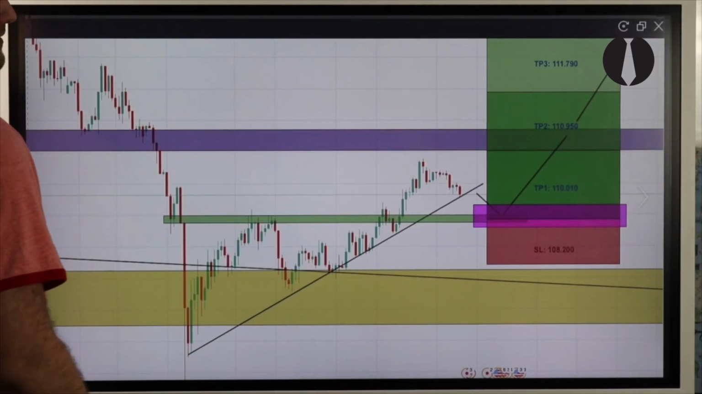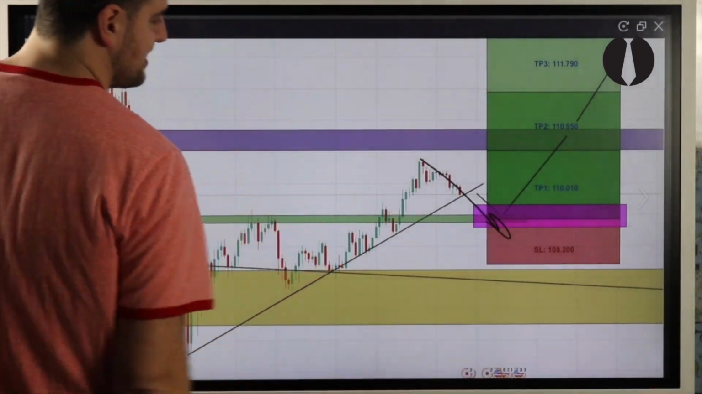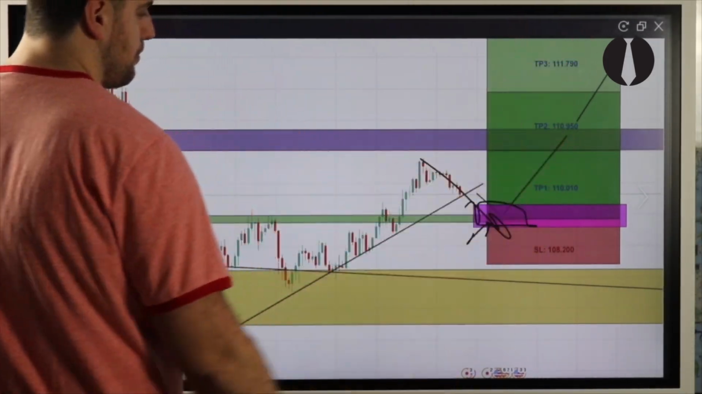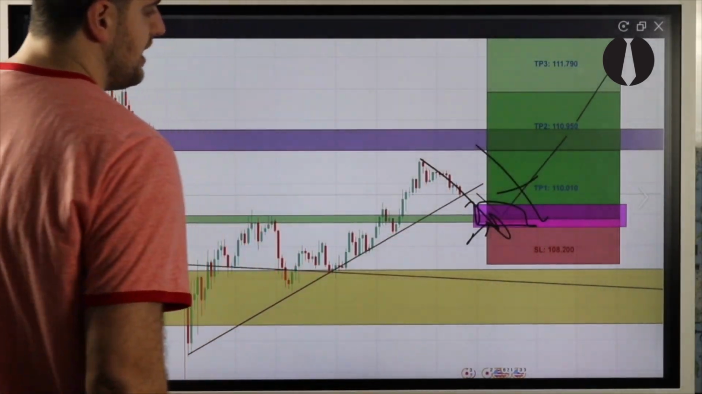Okay, so what else would make this trade invalid? Very simple. If price breaks this zone to the downside, meaning it does not have the buy pressure it needs for that continuational push, this trade then also becomes invalid.